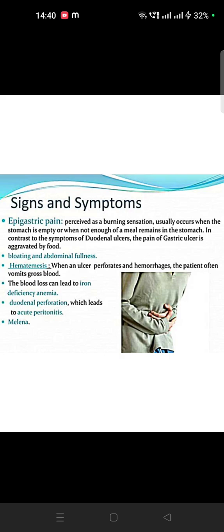Okay, so symptoms: epigastric pain will be there. It is a pulling pain like this, pursued by a burning sensation, usually when the stomach is empty or a few hours after a meal. The duodenal ulcer pain is also aggravated by food. Then bloating and abdominal fullness. Hematemesis, meaning blood vomiting, will be there. Blood loss can lead to iron deficiency anemia. Duodenal perforation can lead to acute peritonitis and melena.